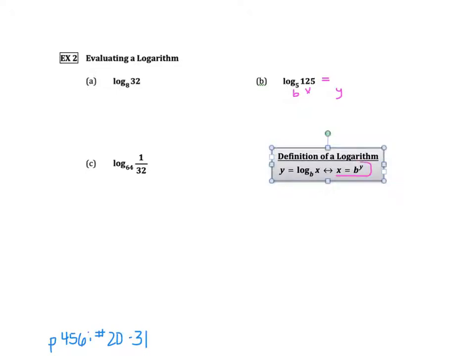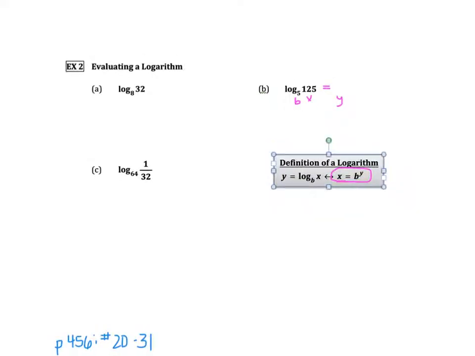We need to rewrite them in the form x equals b to the y. So here's what I'm going to have: 125 equals 5 to the y power. Now, I need to know what the y power is.